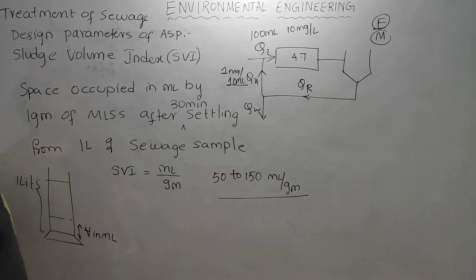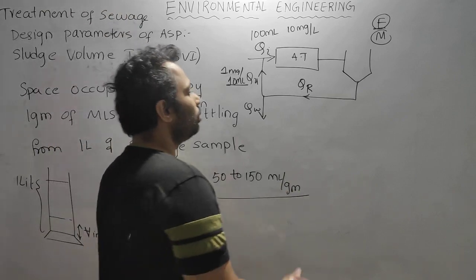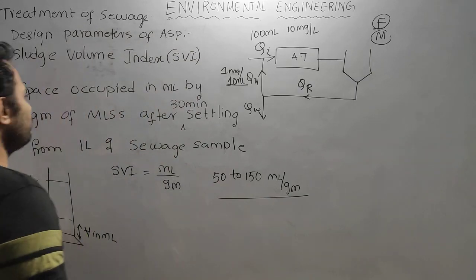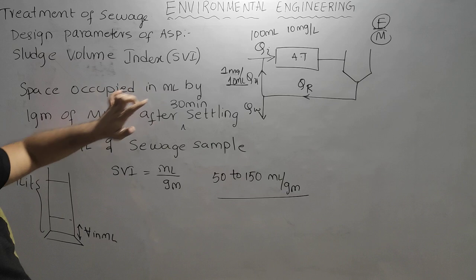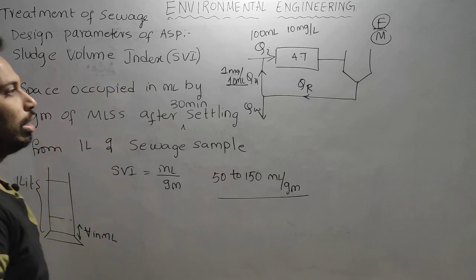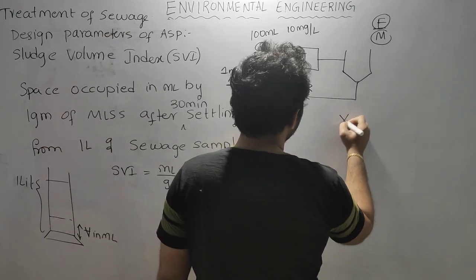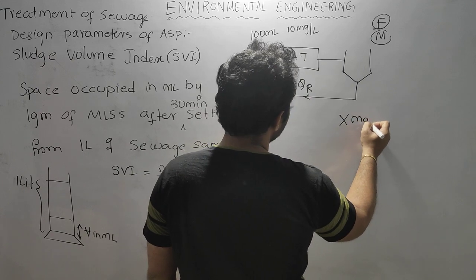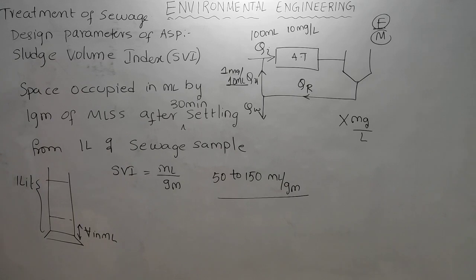So from where are we finding this sludge volume index? From here we are finding this. So what is the volume of the MLSS? The space occupied in ml here is the MLSS volume. MLSS is nothing but X. What is the unit of X? It is milligram per liter. So the concentration of X is denoted in milligram per liter.